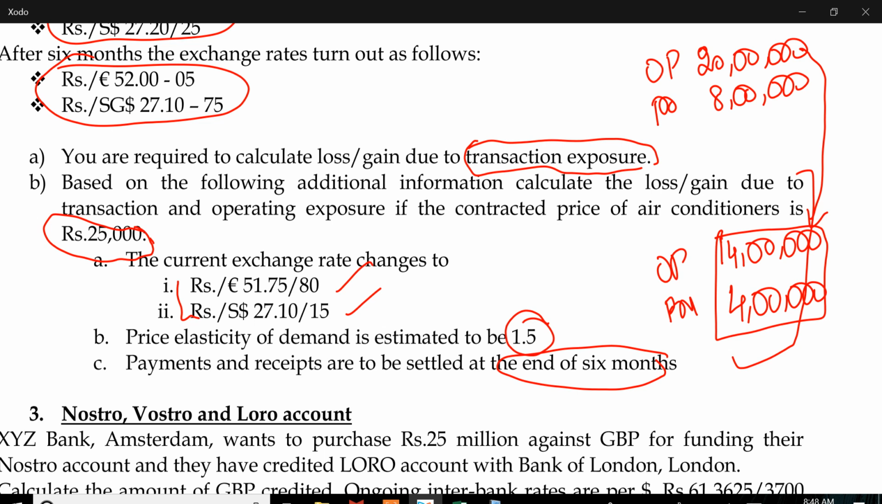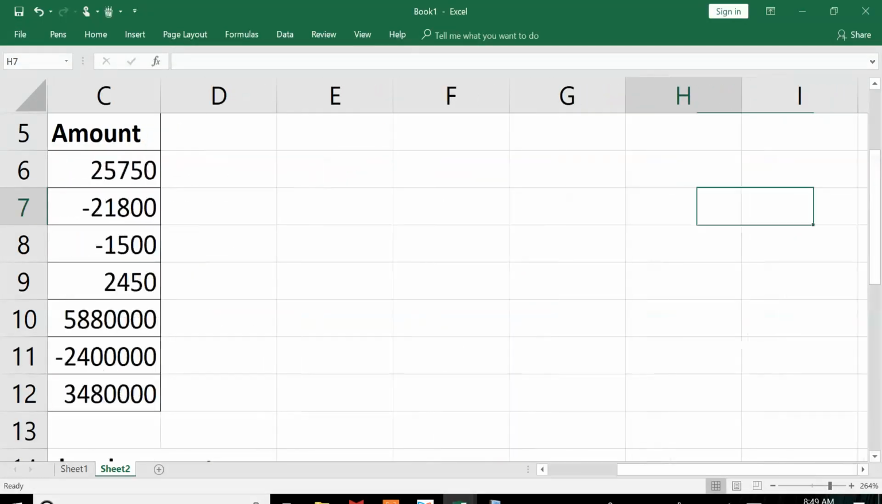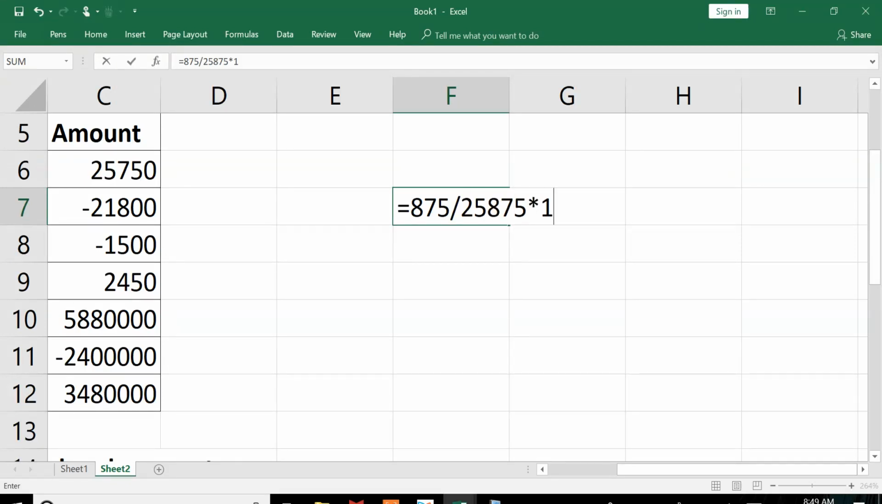Next, percentage fall in selling price equals 875 by 25,875 into 100, to two decimal places, with the base price in the denominator. What percentage? 3.38. So 3.38 percent fall is there in the selling price.